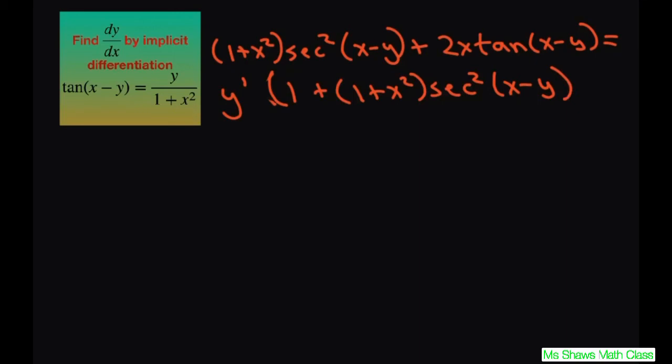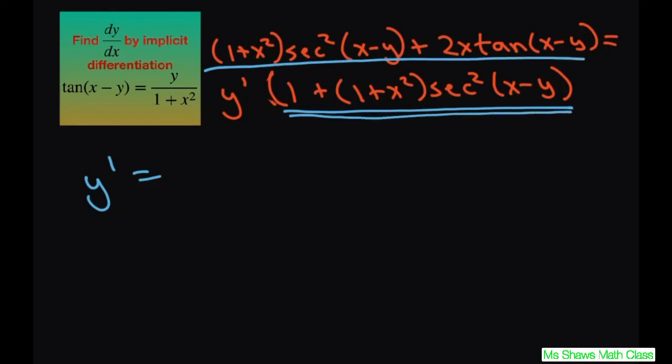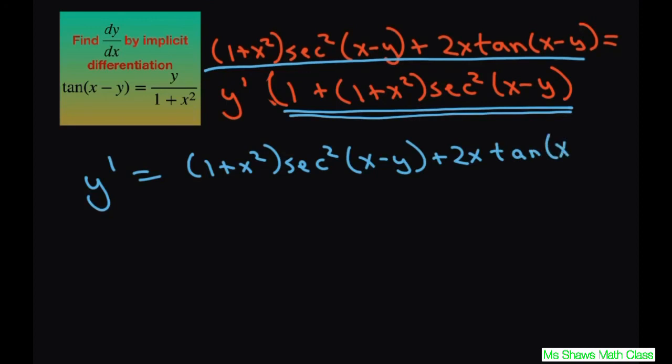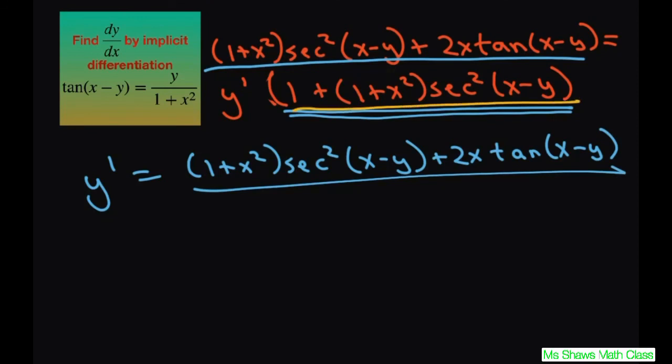All right, now that we have all that down, I'm going to divide both sides of the equation by this. Basically, I want to isolate the y prime. I'm going to copy this down and divide by this. So that's going to give me 1 plus x squared secant squared of x minus y. I'm so sorry this is so long, I have to keep using two lines for the equation. All divided by this, and that's going to be 1 plus x squared times secant squared of x minus y.